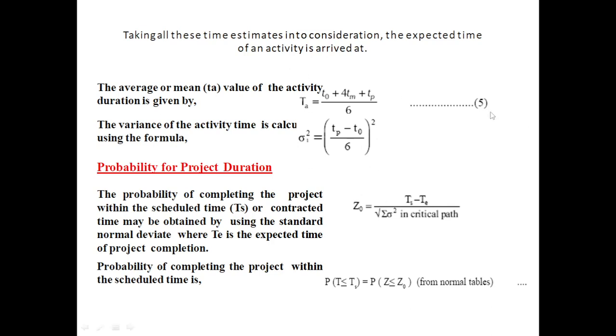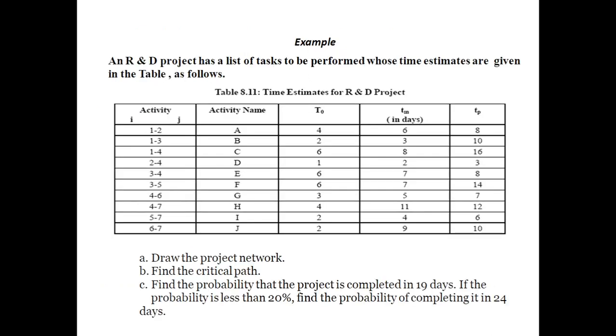So this is the formula of variance analysis. And from the probabilistic project duration point of view, the TS schedule time estimation. So we are taking the Z value, the TS minus TE by the standard deviation, the square root of the variance in the critical path. We observe the normal tables for getting this particular Z value.